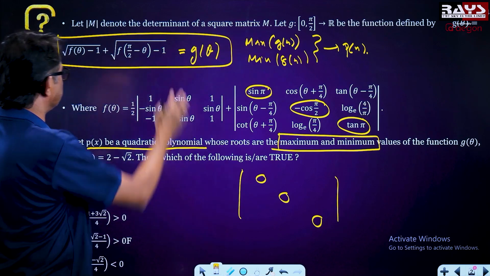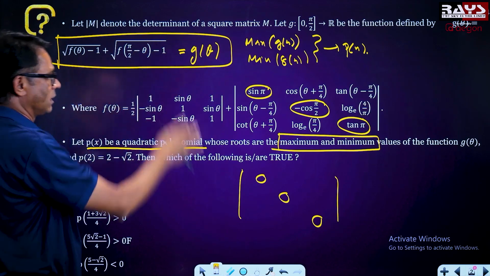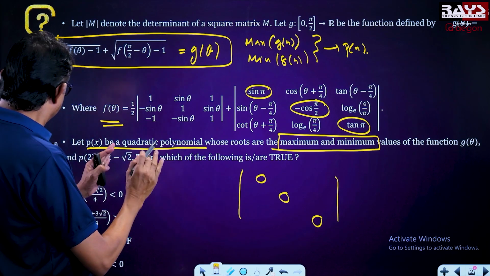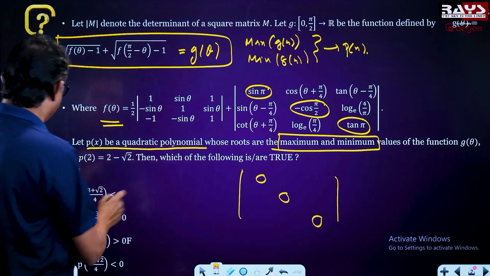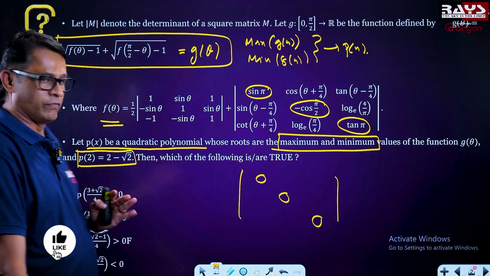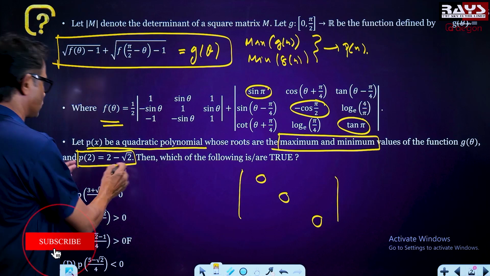Okay, and what is g theta? It is a function of f of theta. And what is f of theta? f of theta is this function. And one more thing is given: the value of p of x when x is equal to 2, p of 2, is equal to 2 minus root 2.